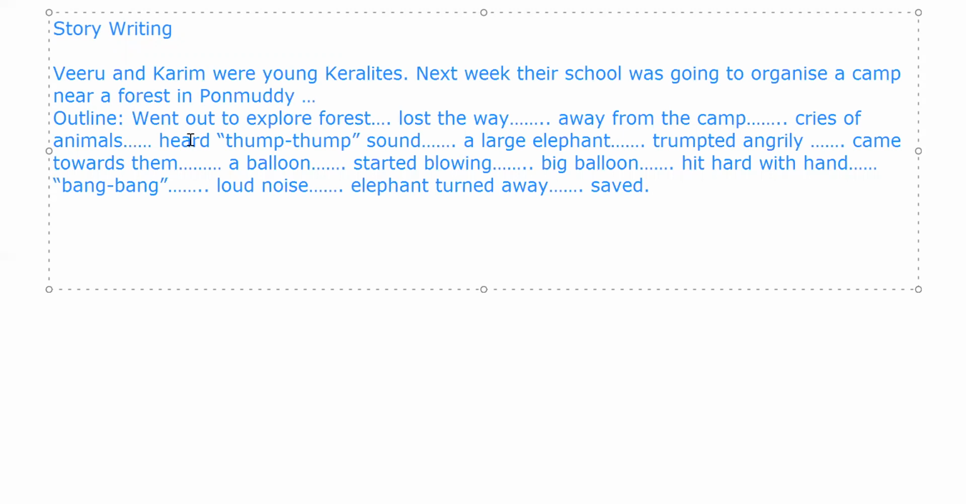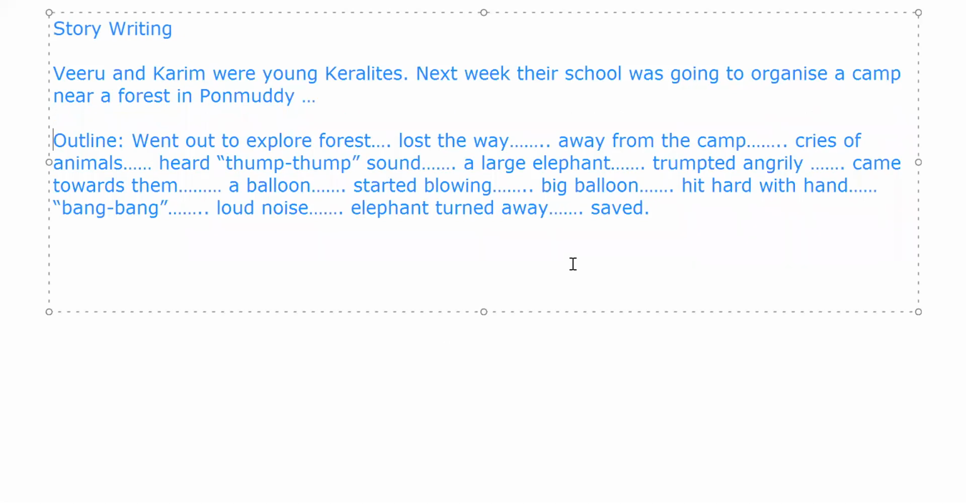Viru and Kareem were young Carolites. Next week, their school was going to organize a camp near a forest in Ponmudi. And the outline says: went out to explore forest, lost the way, away from the camp, cries of animals, heard thump thump sound. A large elephant fronted angrily, came towards them. A balloon started blowing, big balloon, hit hard with hand and big bang, bang, bang, loud noise. Elephant turned away, saved.